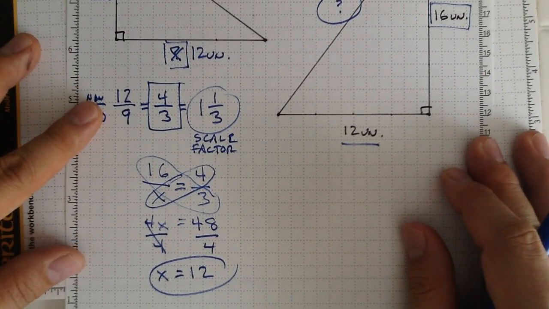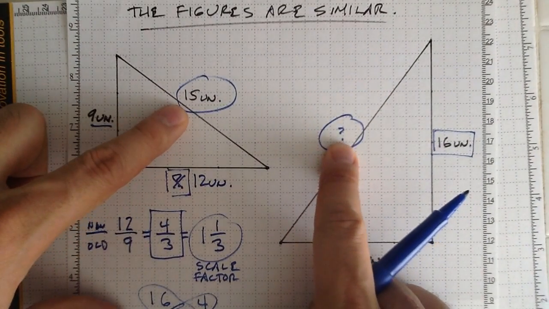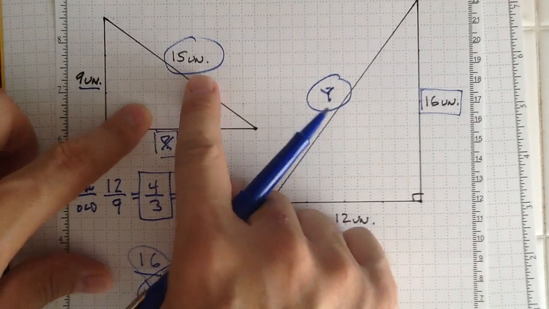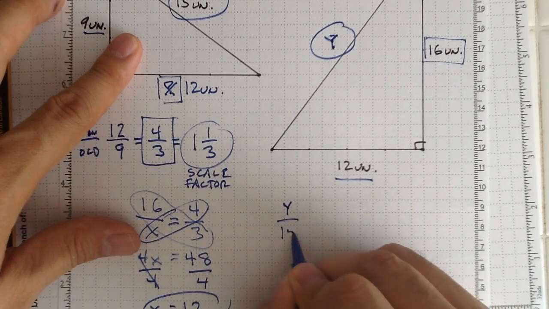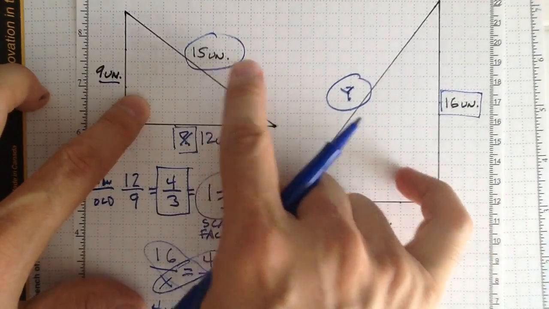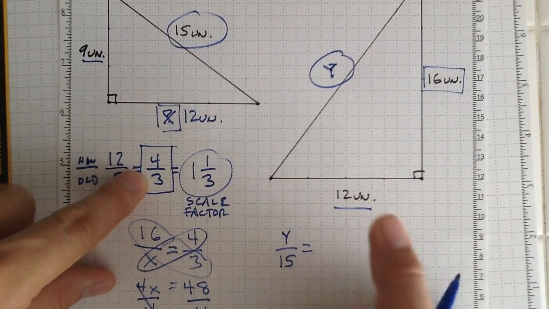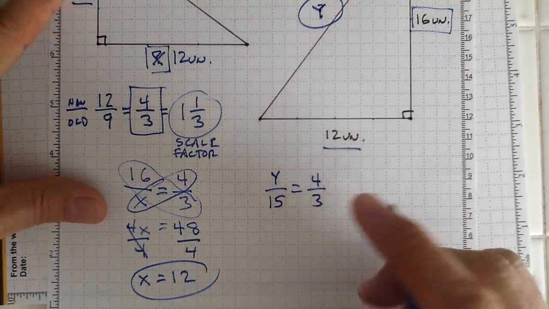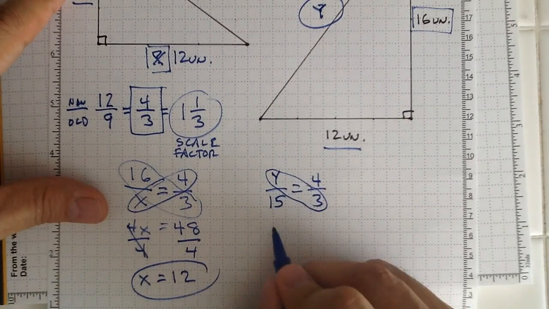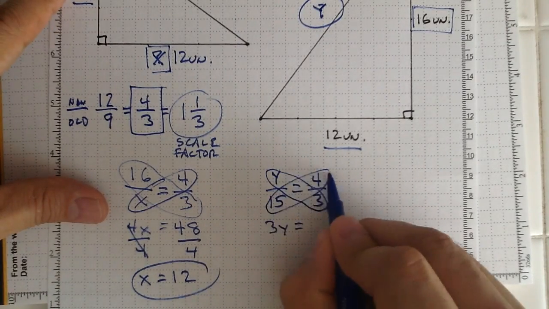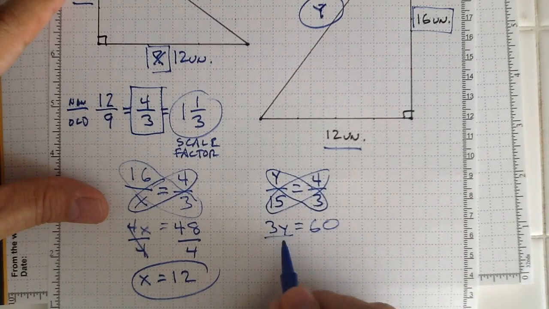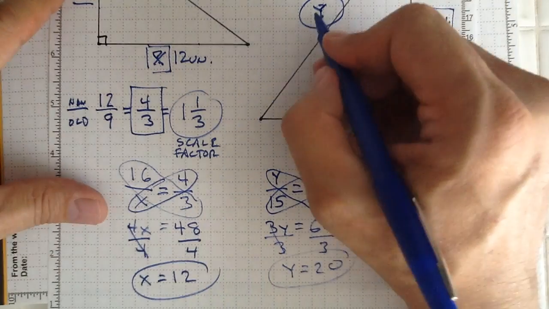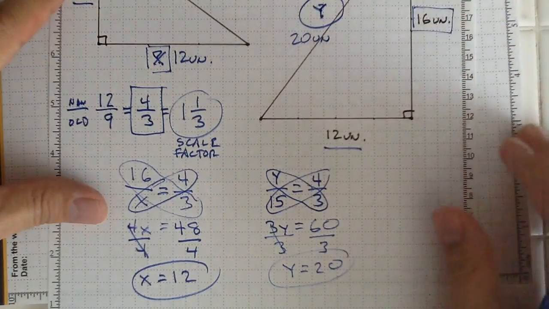All right, and now I can do the same thing with our last set. 15 and question mark, we'll call this y. Okay, so new measurement over the old one, so we're going to do y over 15. And that should have the same ratio as this one, 4/3. So compare that to 4/3, set up a proportion, and then solve. So again, cross multiply. We get 3y equals 15 times 4, which I believe is 60. Divide by 3. y equals 20. So that means this one has a measurement of 20 units.